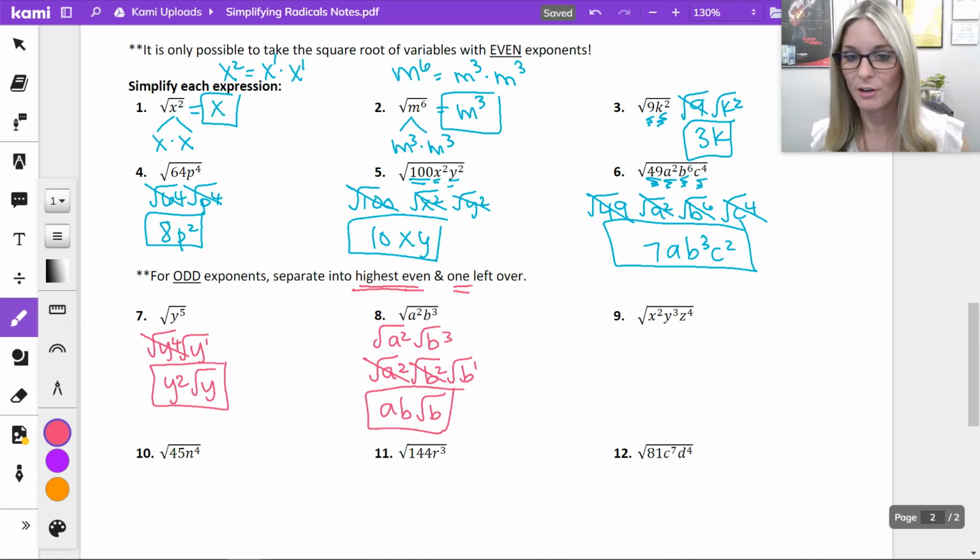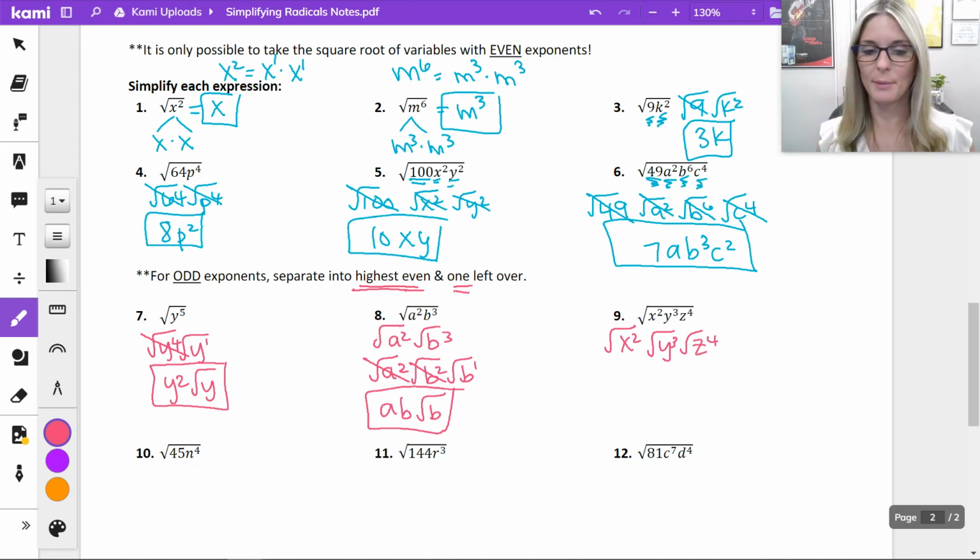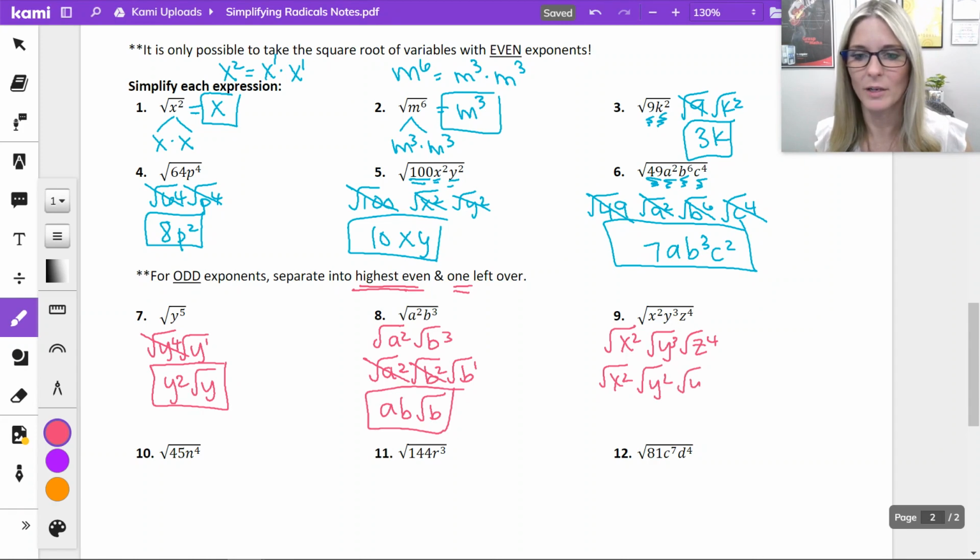Number 9, there are 3 things in here. We've got the square root of x squared, y cubed, z to the 4th. Went ahead and wrote those all separately as I read it aloud. Evens, I'm not worried about. X squared, I'm not worried about. But y cubed, let's make it y squared and 1 left over. And z to the 4th is even. I'm not worried about that one either.